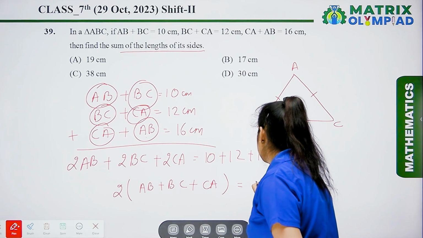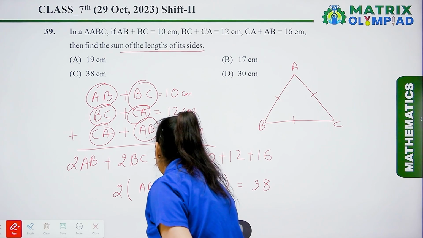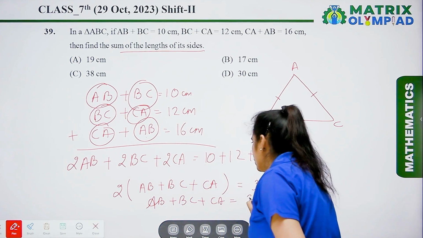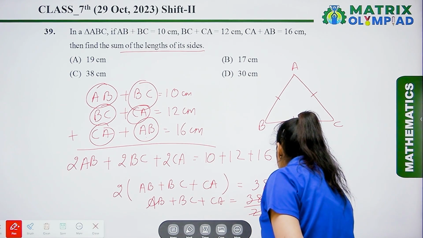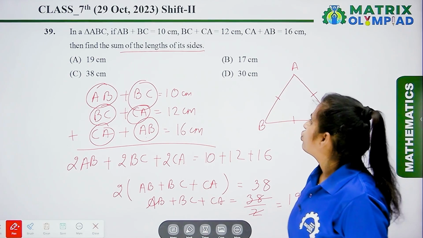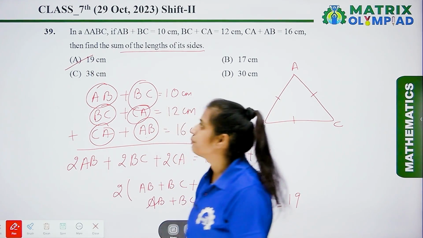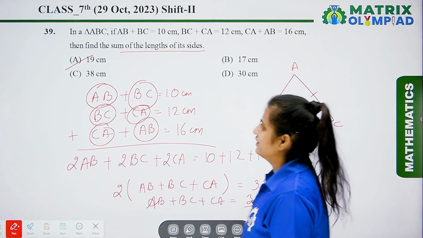38. So here AB plus BC plus CA is equal to 38 divided by 2, that is equal to 19. So here 19 centimeter is the correct answer. Option A. So here according to the question we can say that option A is the correct answer.